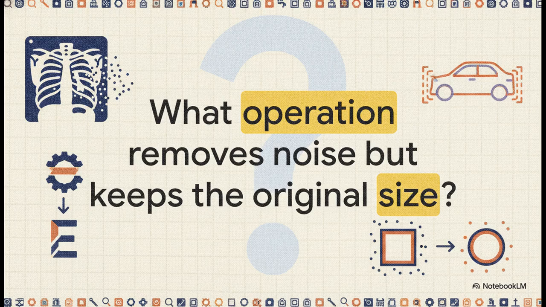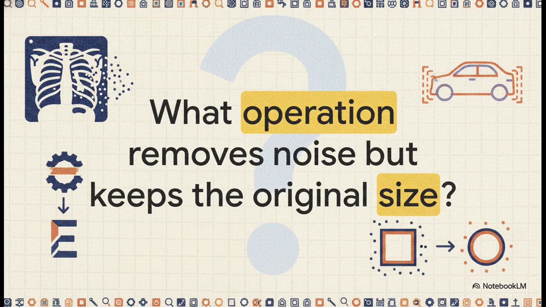Before we officially wrap up this explainer, let's try a quick quiz. Which operation removes small bright objects while preserving the overall size of the larger shapes? Take a guess. If you said opening, you nailed it. We shrink to kill the noise and grow to restore the size.